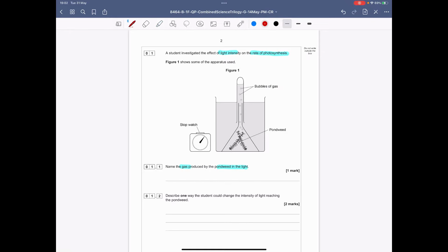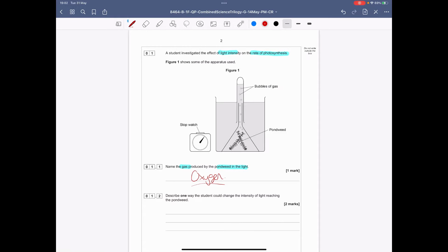So this is linking back to our photosynthesis equation. We should know that plants take in and absorb CO2 and produce oxygen. So this whole required practical is about counting the amount of oxygen bubbles produced in a certain amount of time.